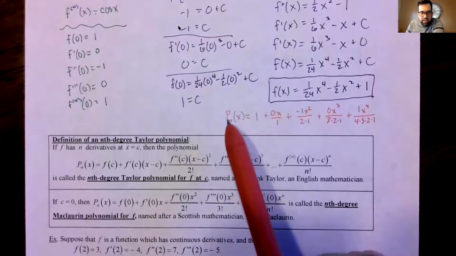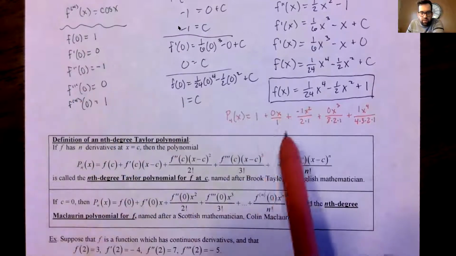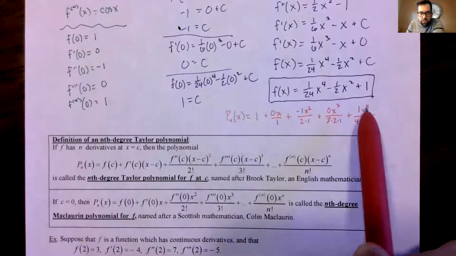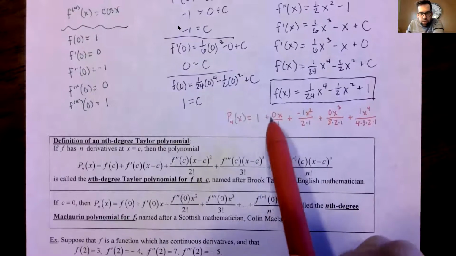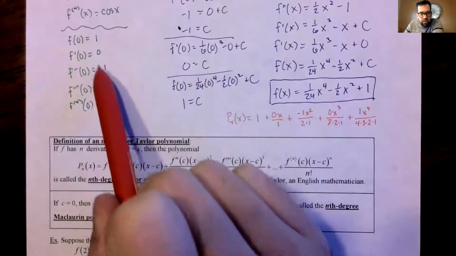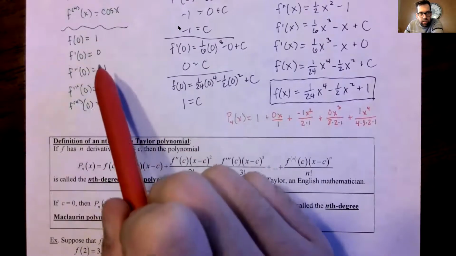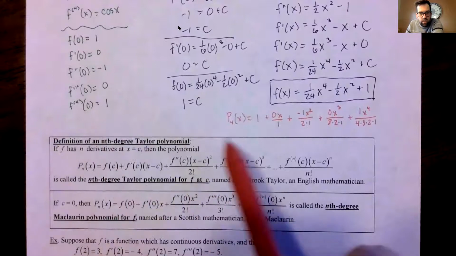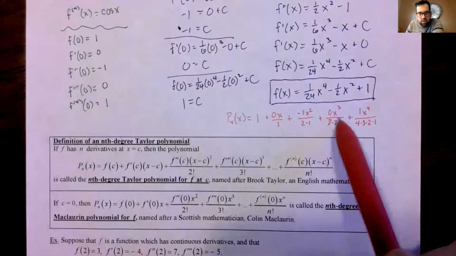We had a 4th degree Taylor polynomial. We did 4 derivatives, and we have all the terms up to x to the 4th. You can see that the coefficient in the numerator of each one of these fractions comes straight from the derivatives that we took. So it went 1, 0, negative 1, 0, 1.